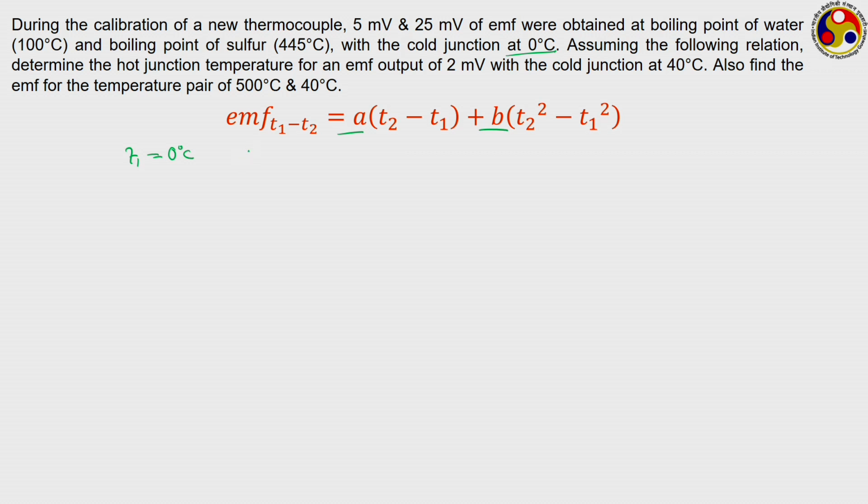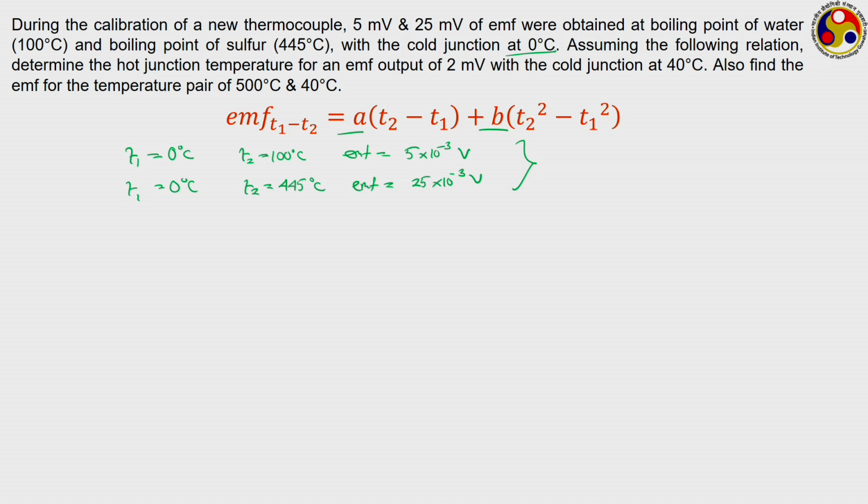So, for the first problem, or for the first calibration point, T1 is equal to 0 degree Celsius, T2 is equal to 100 degree Celsius, and the corresponding EMF is equal to 5 into 10 to the power minus 3 volt. During the second calibration, our T1 is equal to 0 degree Celsius, T2 is equal to the boiling point of sulfur, which is 445 degree Celsius, and EMF is equal to 25 millivolt, that is 25 into 10 to the power minus 3 volt.